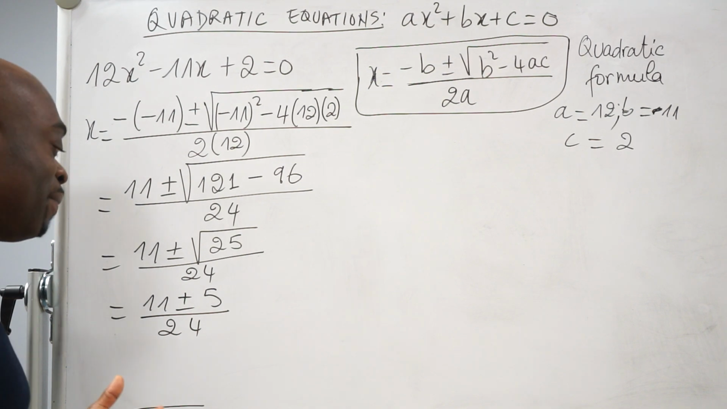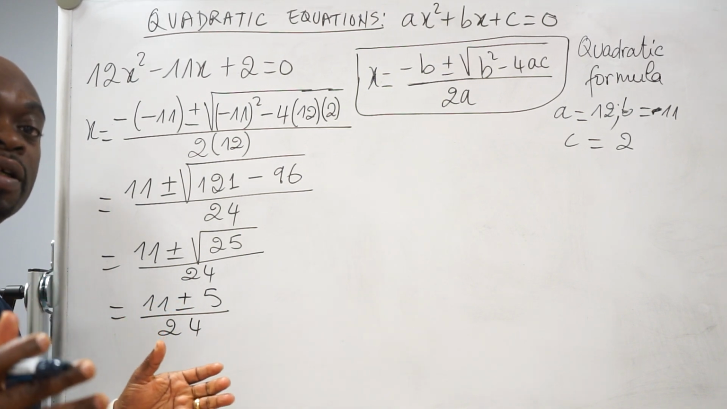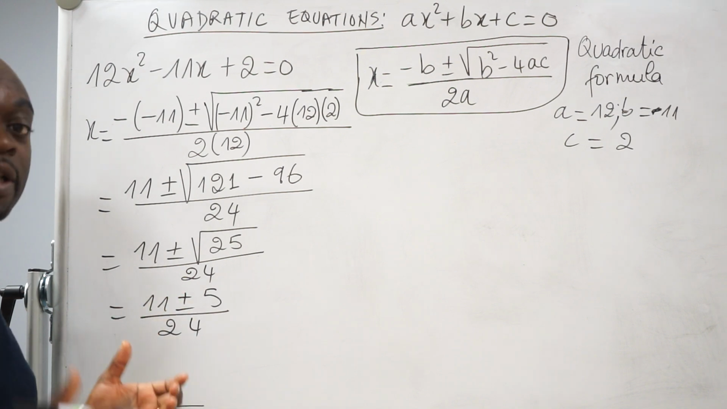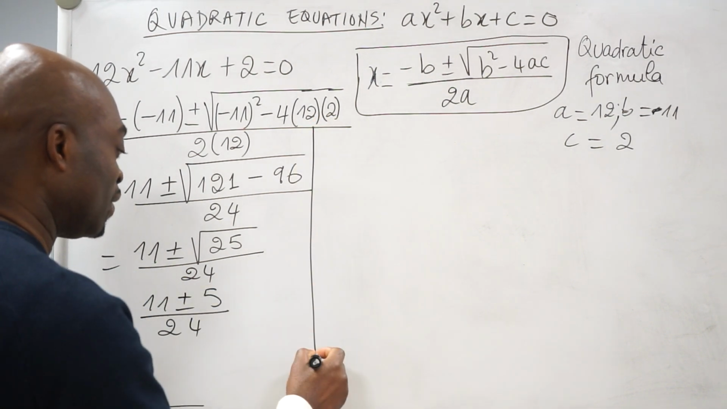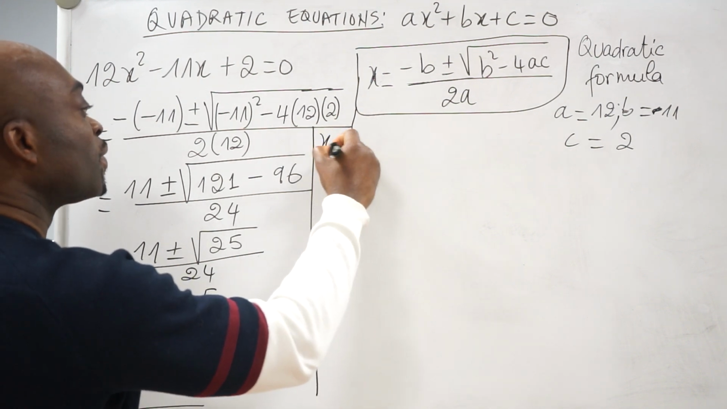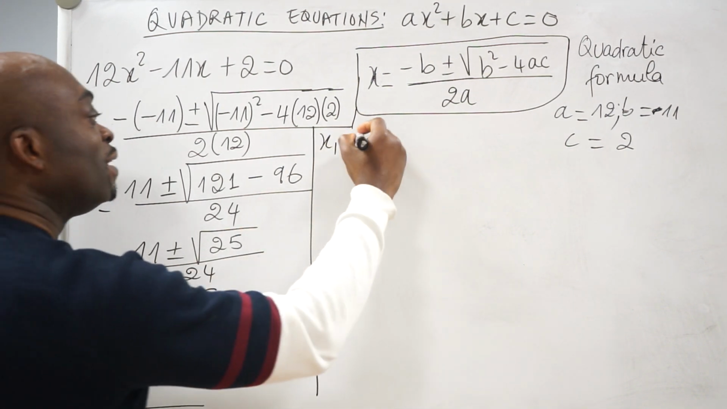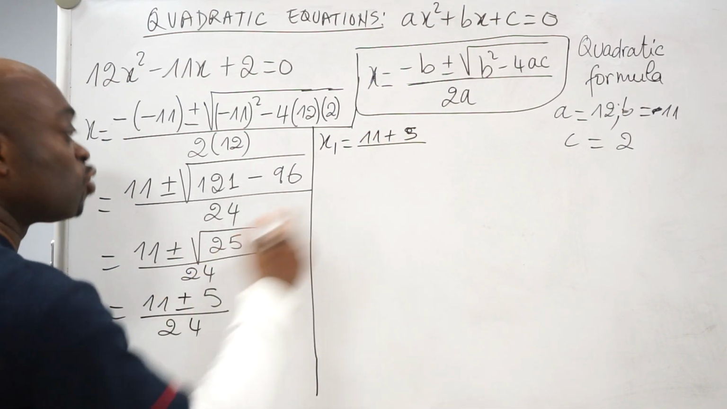Now remember, because we have the plus and the minus, that means we're going to have to split our answer here into 2. So if we split it into 2, what are we going to get? We have x1, which is going to give us 11 plus 5 over 24.